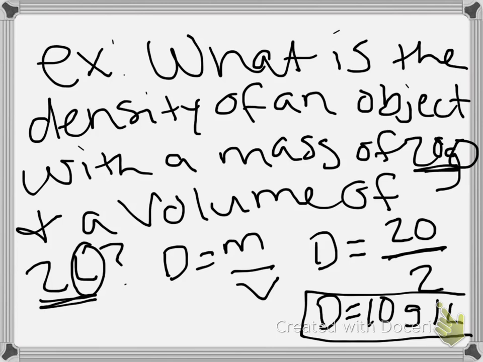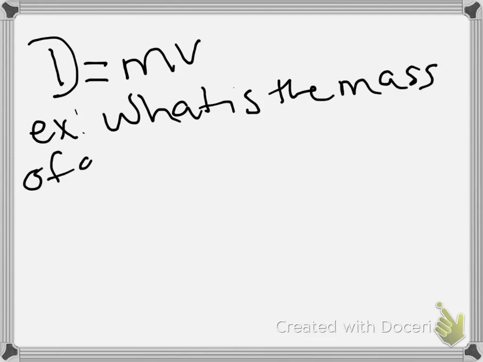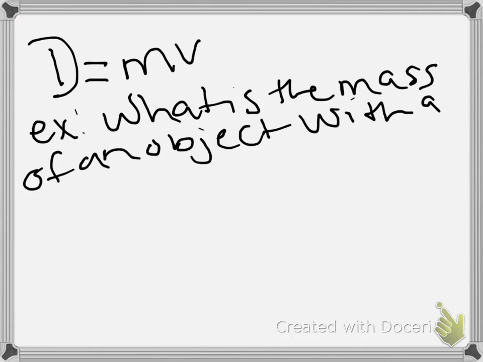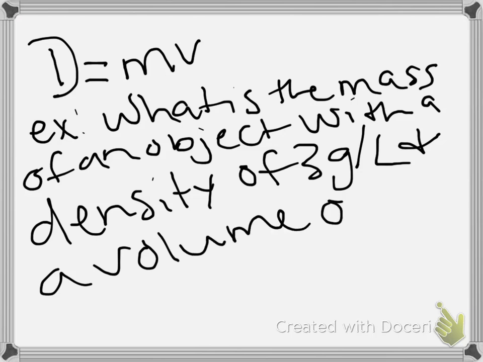But sometimes you're going to have to solve for mass or volume. So let's do the second easiest kind where you have to solve for mass. So, example. What is the mass of an object with a density of 3 grams per liter and a volume of 9 liters.